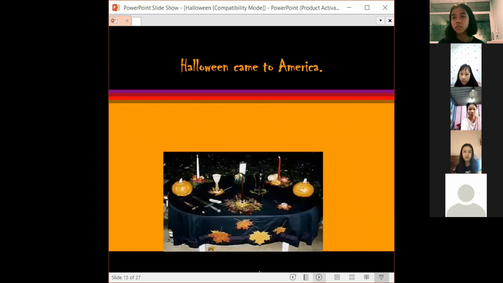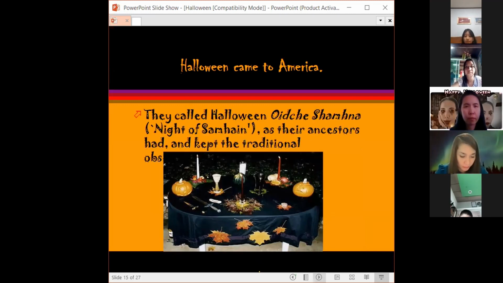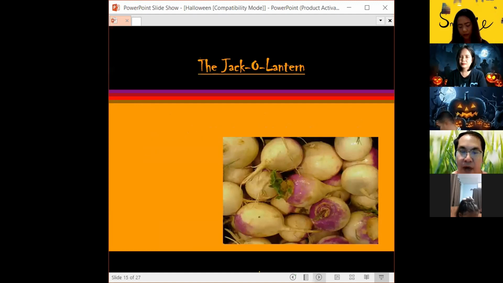Okay, so how did Halloween come to America? They called Halloween Oíche Shamhna, the night of Samhain, when their ancestors kept traditional things that they were doing. Look at the pictures there. They would set up their dining table, and then they would cook and celebrate as a party, eating together with the family.